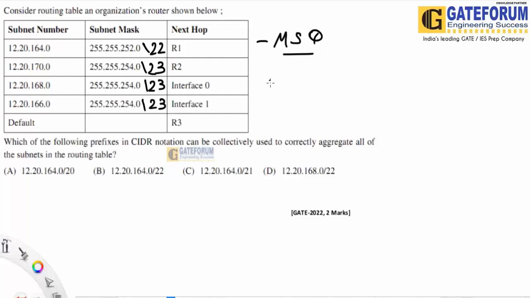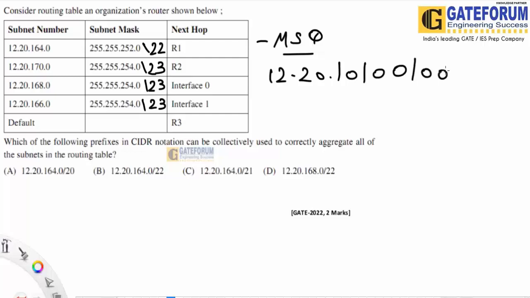The first one we have is 12.20.164. All of this is the game of the third octet, so let's identify what is there in the third octet 164. 128 plus 32 makes 160, then we need to add 4. So 128, 64, 32, 16, 0, 8, 0, and 1, 0.